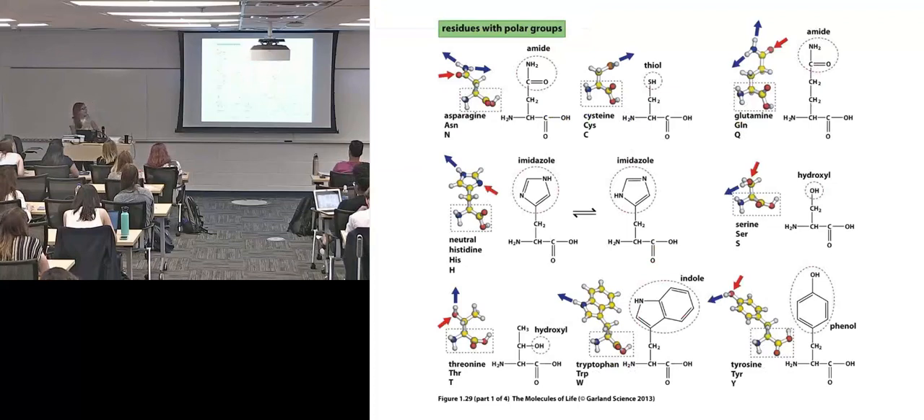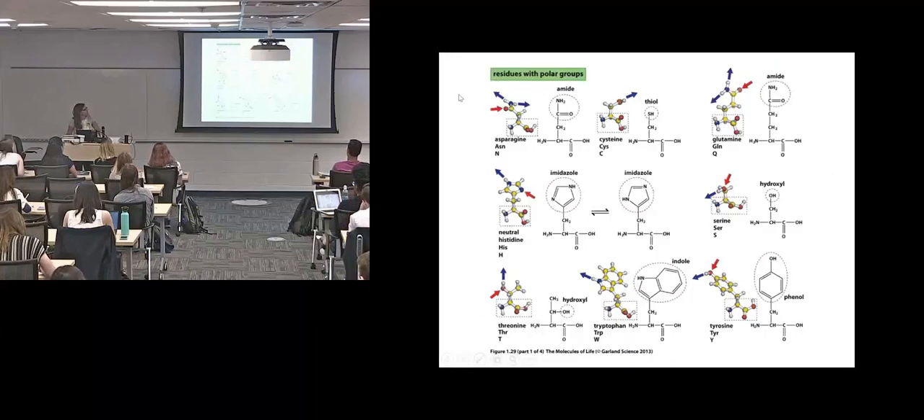These are residues that have polar groups. So their side chain is polar. They can still participate in hydrogen bonds with water. However, they are not permanently charged. They're neutral, but they have some ability to participate as a donor or acceptor, depending on which is which, with water.